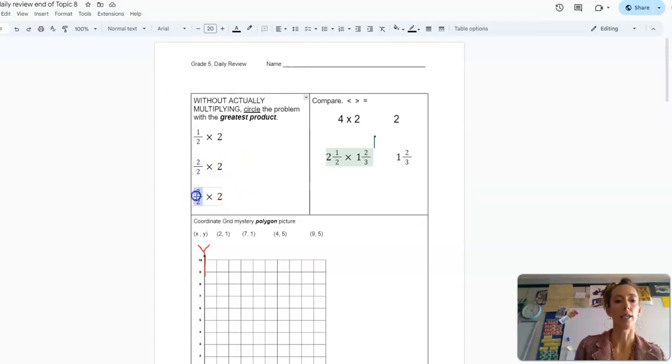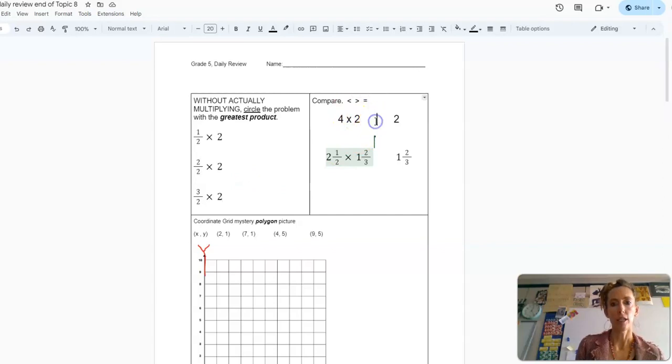Whereas this one, this number is more than 1. So if I have a number that is more than 1 times another number that's more than 1, my answer is going to be bigger than both the factors. So that's the idea of that.